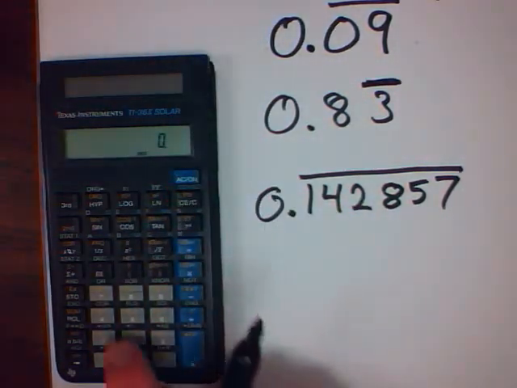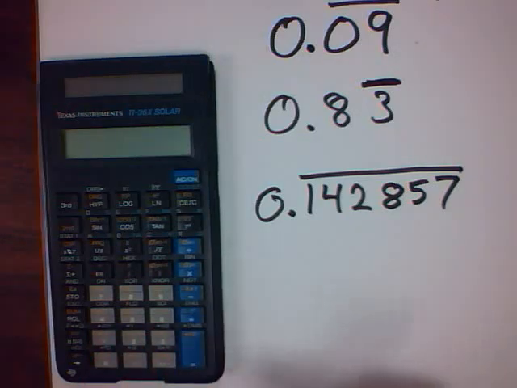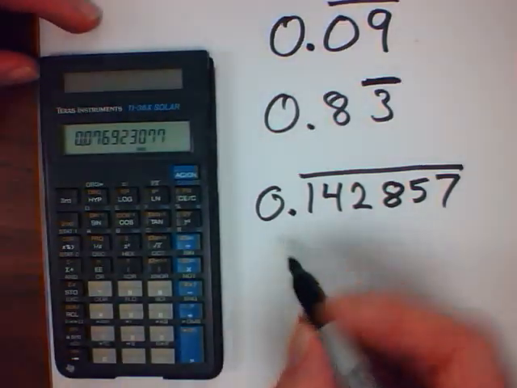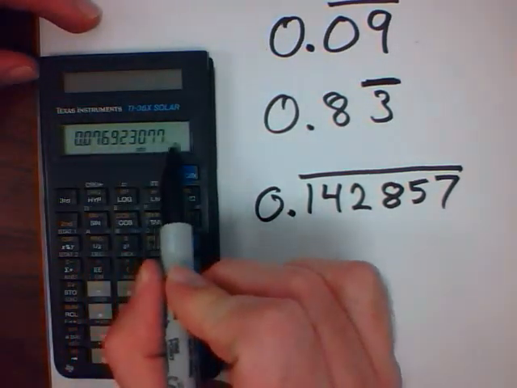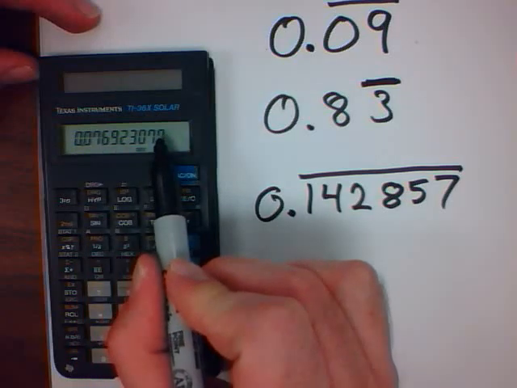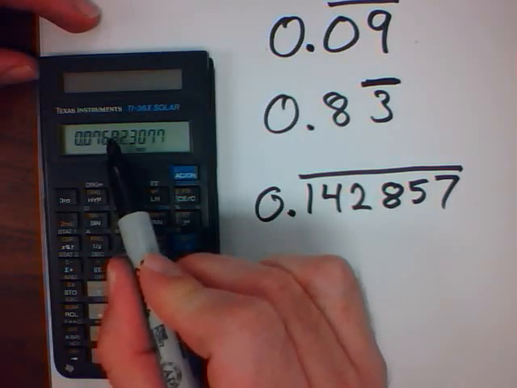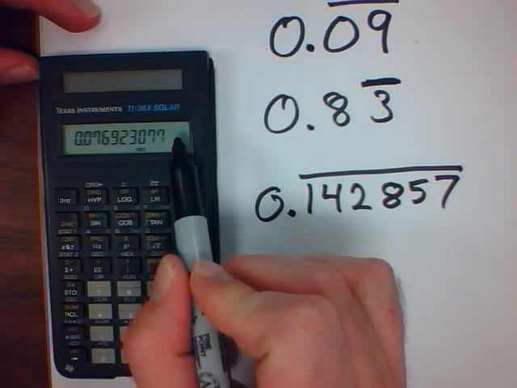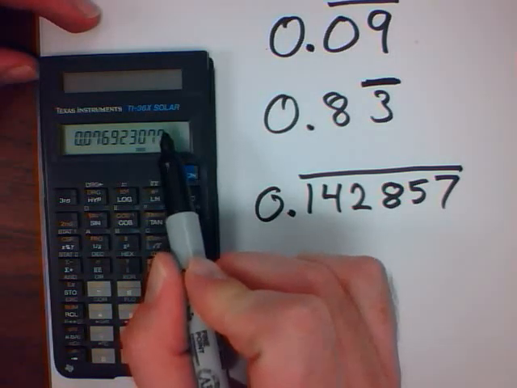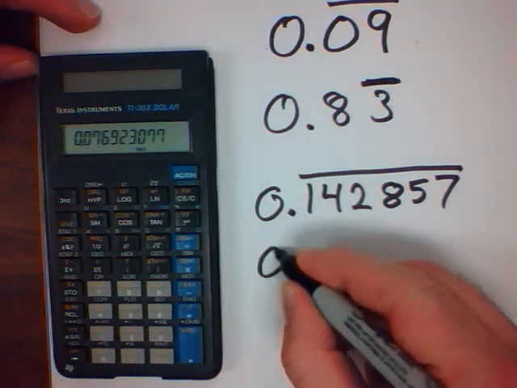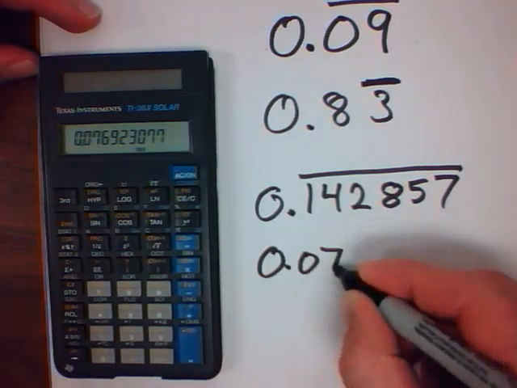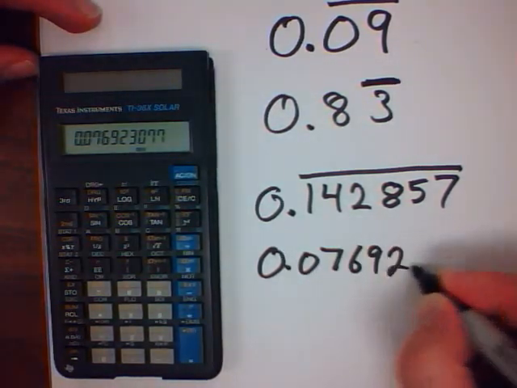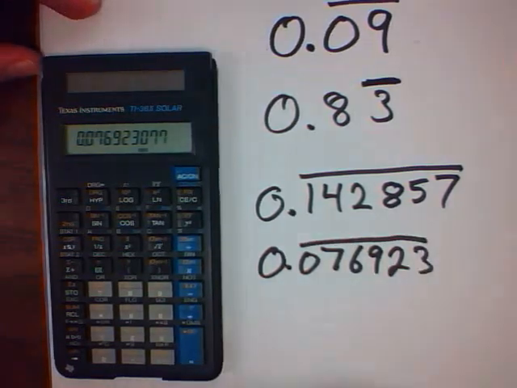Another similar example. 1 divided by 13. Look at this again. It does not look like it's repeating, but my calculator has rounded. 0.769, but it rounded up because there's a 9 there. So this one is actually 0.076923, and this is repeating.